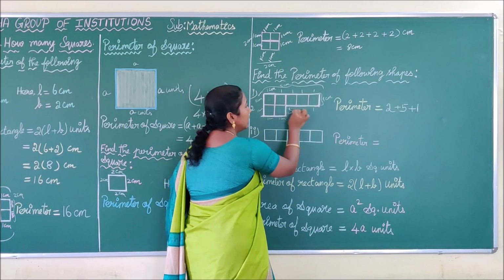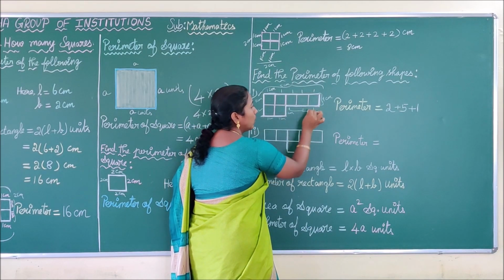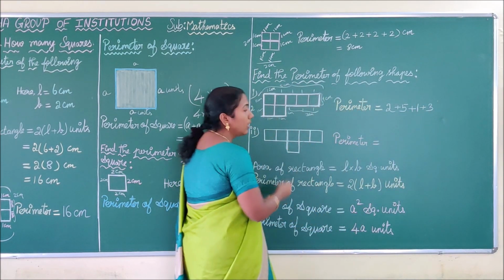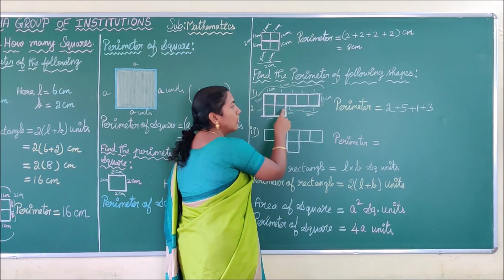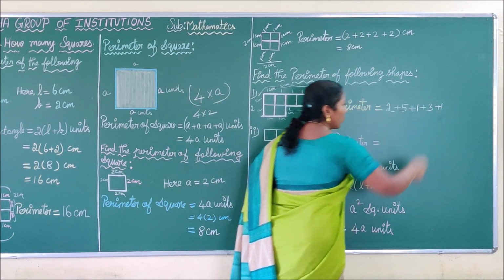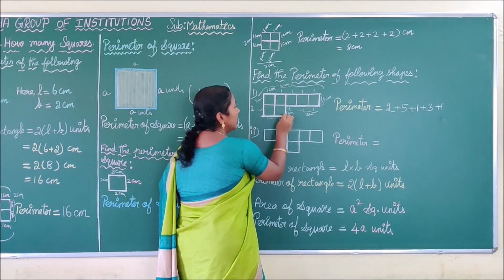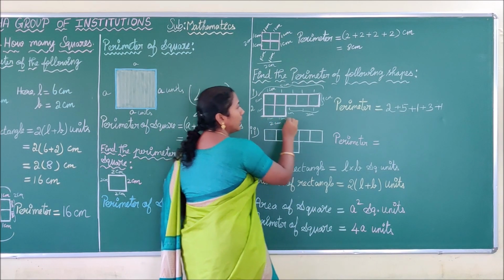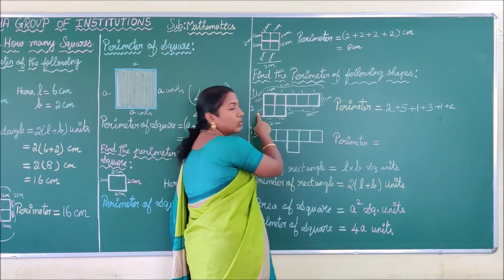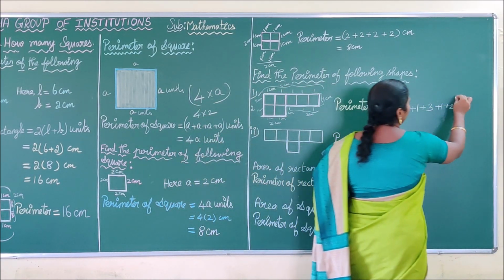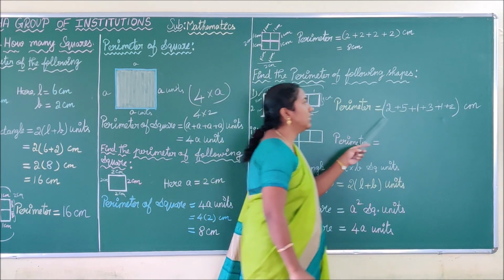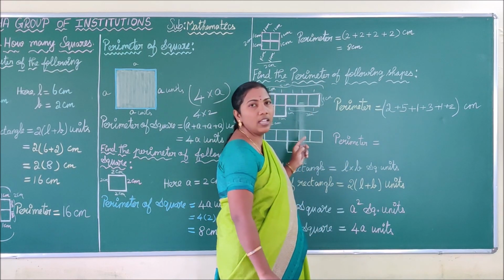What is the length of this side? 1 plus 1 plus 1, 3 centimeters. So here you have to write 3. Okay, this is also one of its boundary. So what is the length of this side? 1 centimeter. So here you have to write plus 1. Is it clear, children? What is the length of this side? 1 plus 1, 2 centimeters. So plus 2. So these are the lengths of the sides of the given shape. By adding these numbers, we can get the perimeter of the given shape.